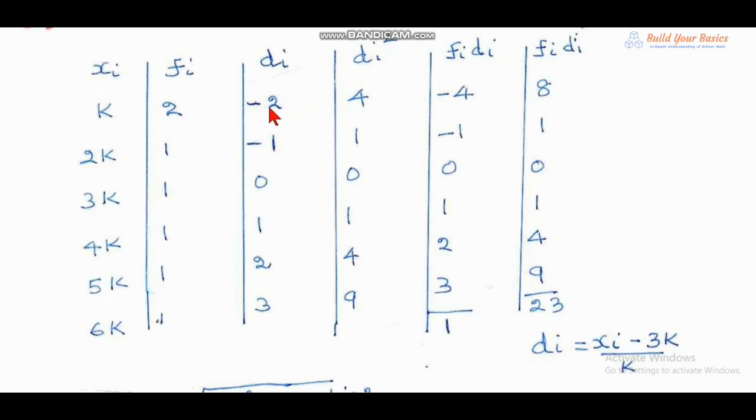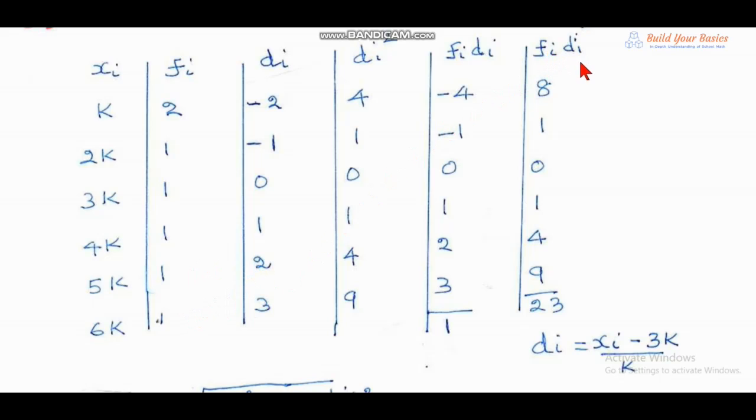Di squared equals minus 2 whole squared 4, minus 1 squared 1, 0 squared 0, 1 squared 1, 2 squared 4, 3 squared 9. Then fi di: 2 into minus 2 is minus 4, 1 into minus 1 is minus 1, 1 into 0 is 0, 1 into 1 is 1, 1 into 2 is 2, 1 into 3 is 3.